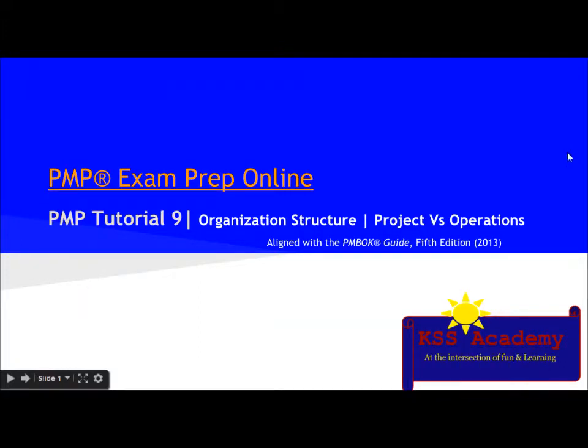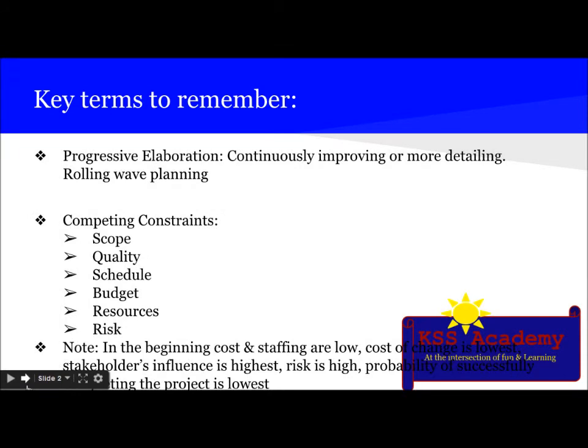Hello people, today we are going to learn about organization structure and the difference between project and operations. Some key terms to remember. What is progressive elaboration? Progressive elaboration is continuously improving or adding more detail. It is also called rolling wave planning.